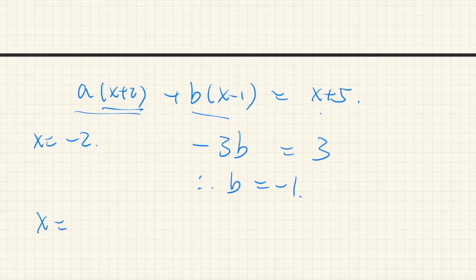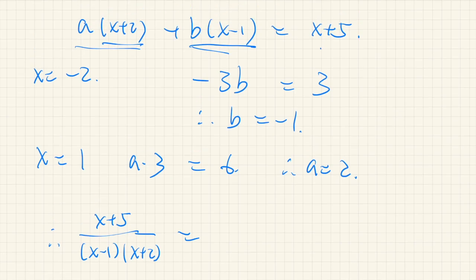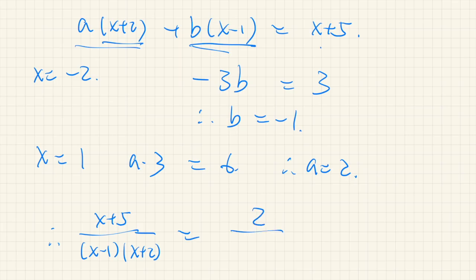And if we put x equal to 1, then the second factor will be 0. So we have here a times 3 is equal to 1 plus 5, which is 6, so a is equal to 2. Therefore, x plus 5 over x minus 1 times x plus 2 can be decomposed into partial fractions as 2 over x minus 1 minus 1 over x plus 2.